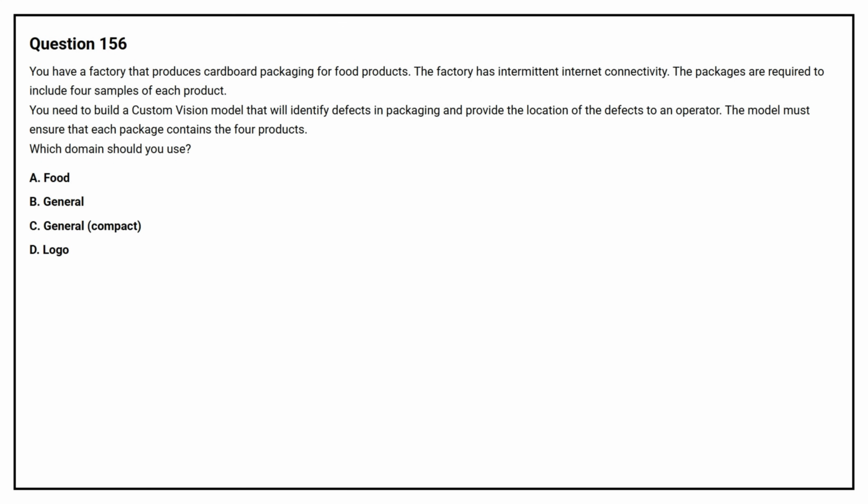Question number 156. You have a factory that produces cardboard packaging for food products. The factory has intermittent internet connectivity. The packages are required to include 4 samples of each product. You need to build a custom vision model that will identify defects in packaging and provide the location of the defects to an operator. The model must ensure that each package contains the 4 products. Which domain should you use?